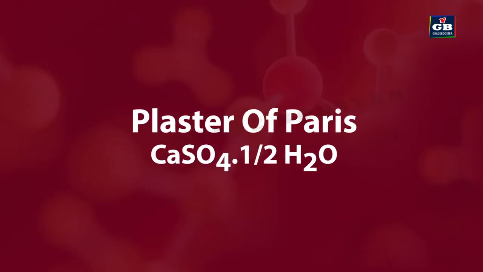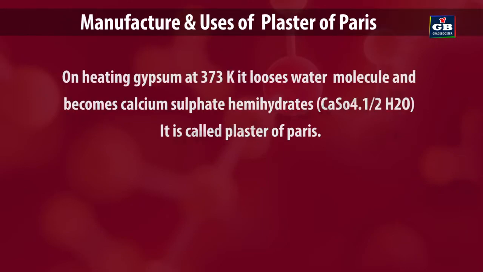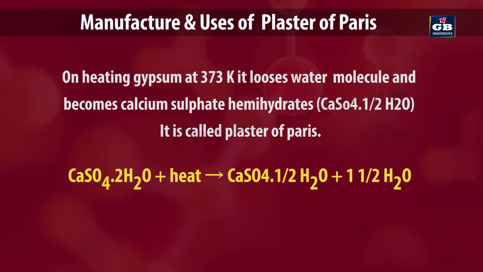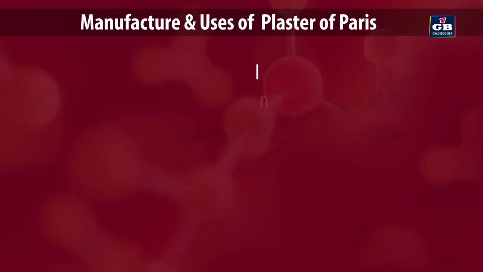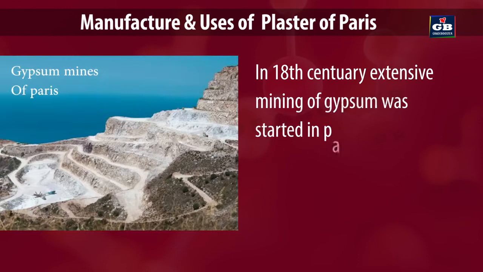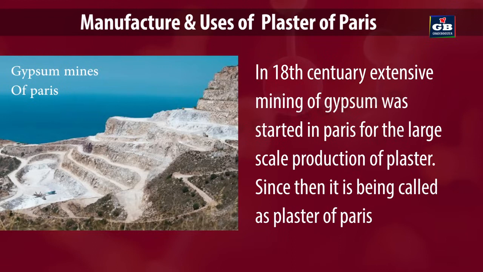Plaster of Paris, CaSO4·1/2H2O. Manufacture of plaster of Paris. On heating gypsum at 373 kelvins, it loses water molecules and becomes calcium sulfate hemihydrate. It is called plaster of Paris. Do you know why it is called plaster of Paris? In the 18th century, extensive mining of gypsum was started in Paris for the large-scale production of plaster. Since then, it has been called plaster of Paris.